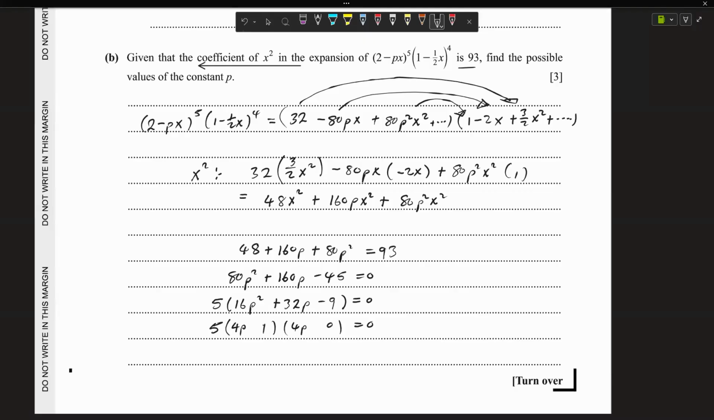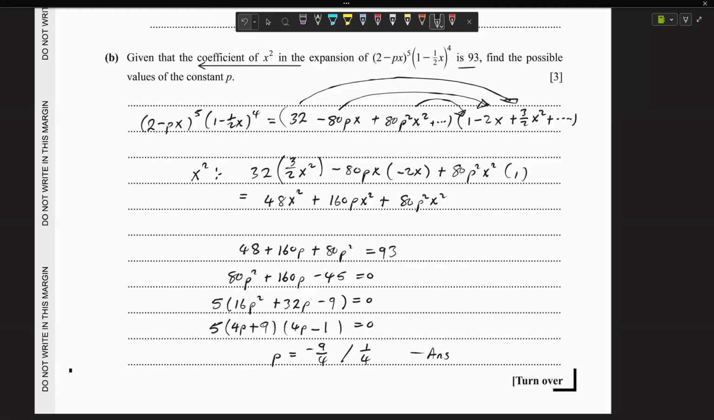So 1, 9, that's 4, 36, no, that one. So let's reverse them. So 9 and 1, 36 minus 4. This works when we have plus and minus here. All right, so the possible values of P then, when we equate this factor to 0, we get minus 9 over 4, and P comes out as a quarter. These are the two answers. These are the possible values of the constant P. So that's how we would work this out.